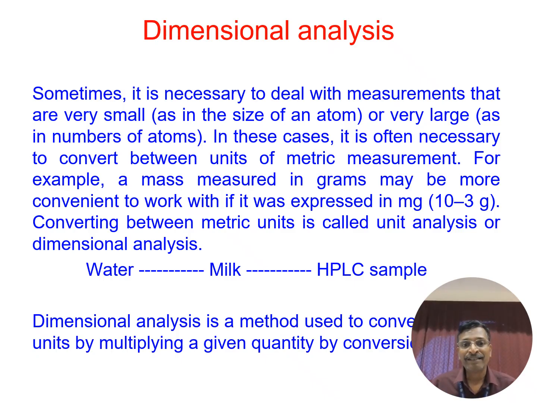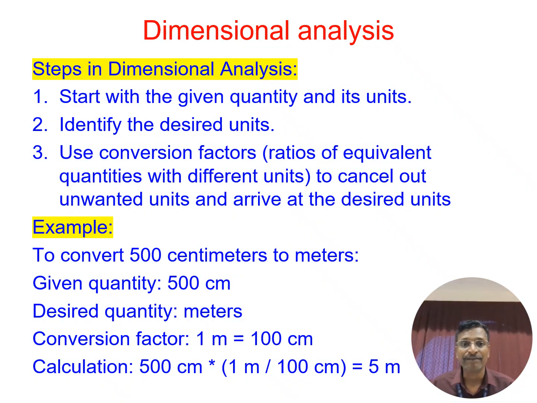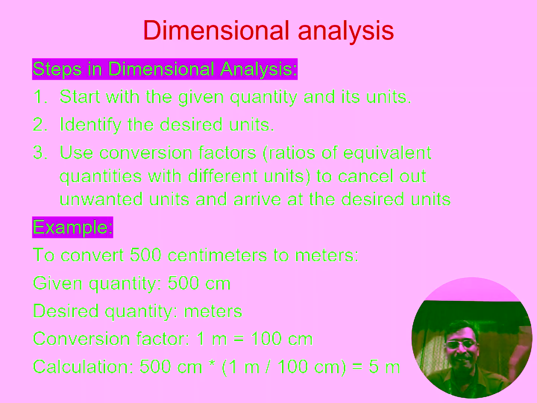Okay, right. So dimensional analysis is a method used to convert units by multiplying a given quantity by a conversion factor. So what are the steps? There are 3 steps to be followed. First, we have to start with the given quantity and its units. For example, the slide displays a simple basic example, I have taken 500 centimeter to meter. How can you convert 500 centimeter in terms of meter? First we start with the given quantity, 500 centimeter. Identify the desired unit, that is meter.